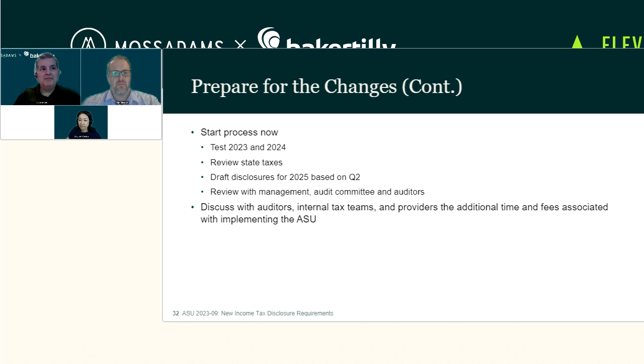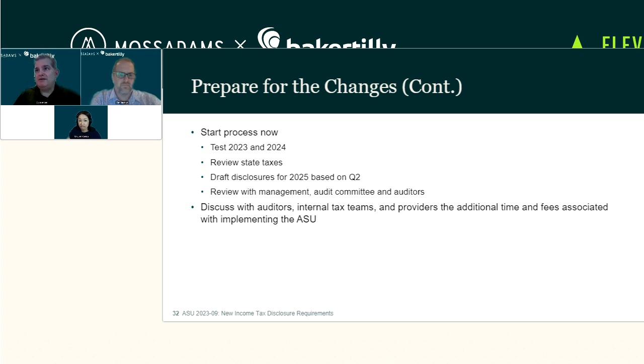Are you calculating on a state-by-state jurisdictional basis, which would be the best way to determine the new breakouts required for the states that make up 50%? Or is there a way, in the way your calculations are done on more of a composite basis, that you'd have the ability to come up with a reasonable breakdown of your state taxes? Look at the different policy elections, draft disclosures for 2025 based on the interim period.